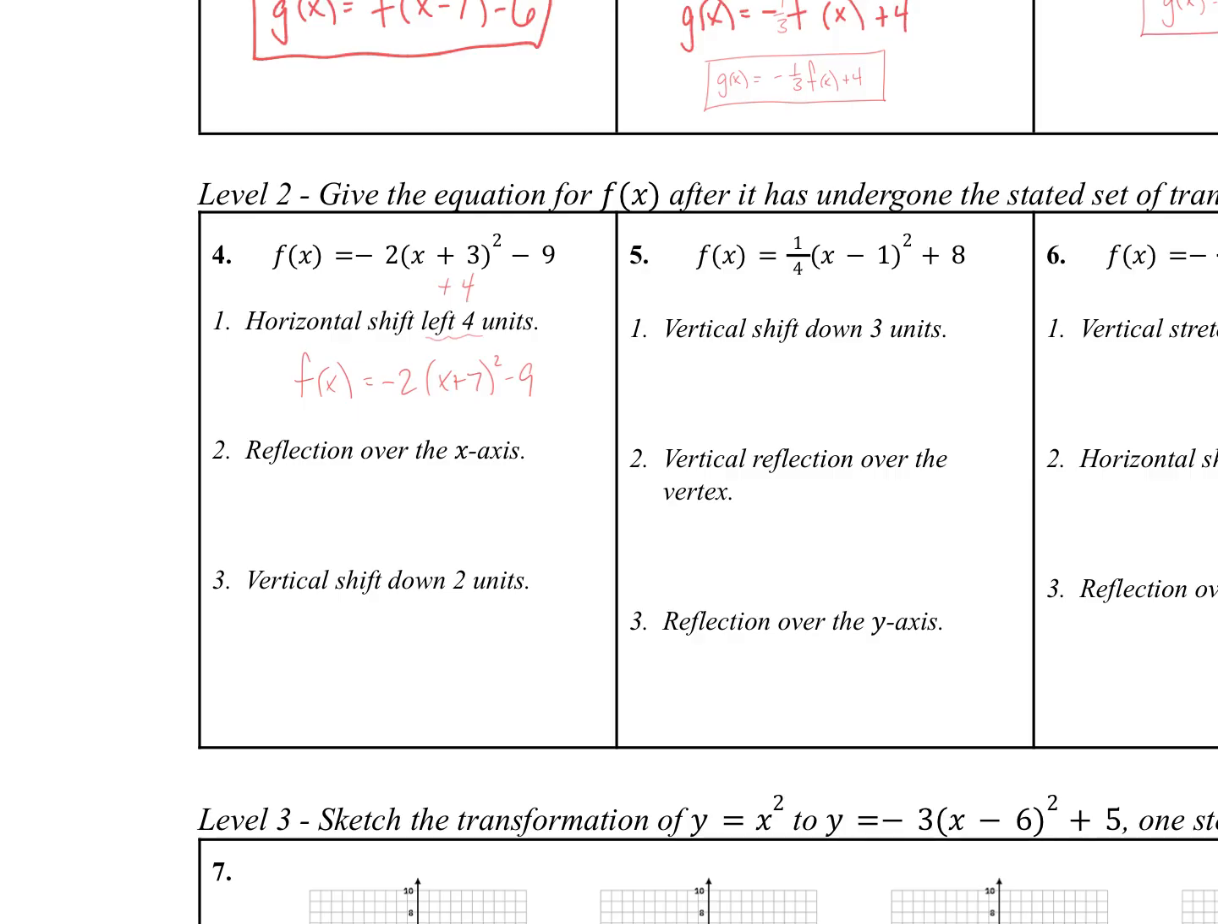All right. What if I then reflect it over the x-axis? Well, if I reflect it over the x-axis, I have to negate it all. So negate everything. If I negate everything, that's now 2 times x plus 7 squared plus 9. Remember, everything got negated. And then a vertical shift down 2 units. I'm going to have to take 2 away from this 9. So f of x is now 2 times x plus 7 squared plus 7.